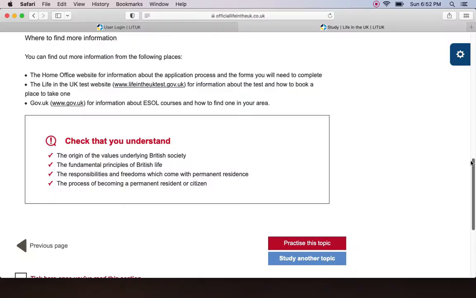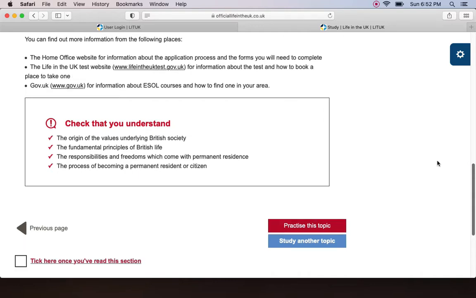Where to find more information? आपको information कहाँ से और मिल सकती है? You can find out more information from the following places.